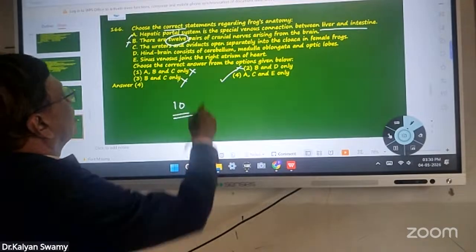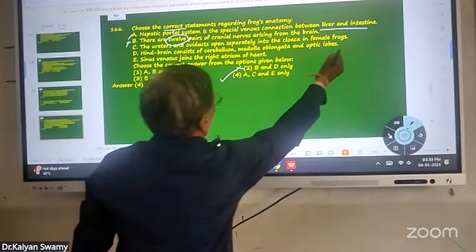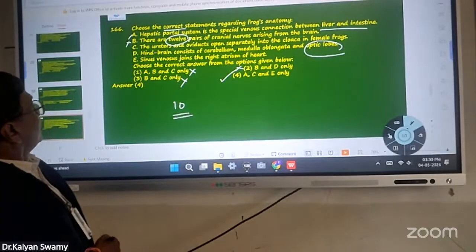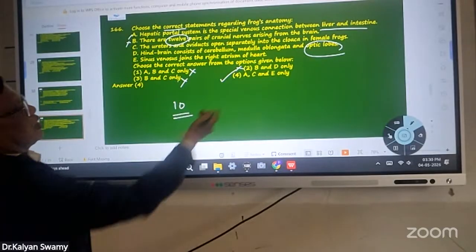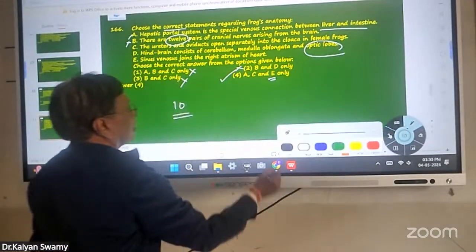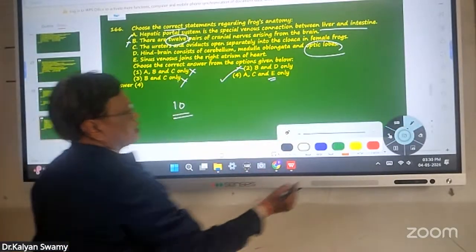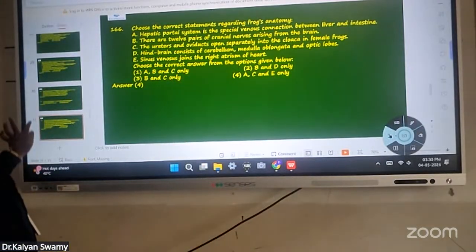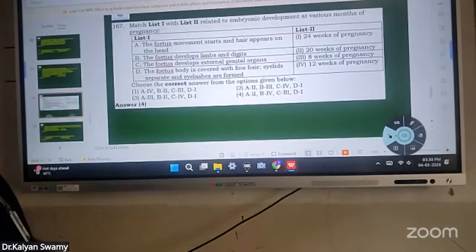Heart consists of cerebellum and the part of forebrain. Sinus venosus joins the right atrium. That is correct. After that, if checking once more, it also takes less time, no problem.